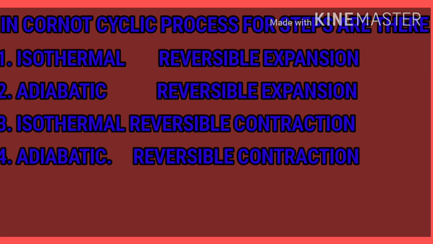The cycle contains 4 different steps. The first step is the isothermal reversible expansion. The second step is the adiabatic reversible expansion. The third step is the isothermal reversible contraction, and the fourth step is the adiabatic reversible contraction.